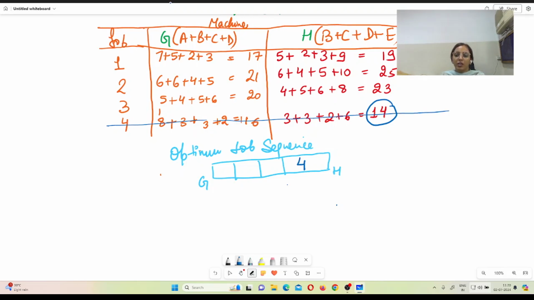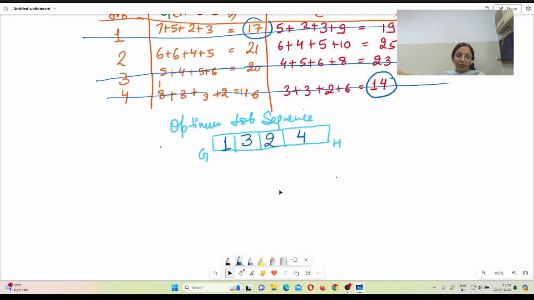Now find the least one after 14, that will be 17, right? This is the least one, 17. The least one, 17, is from machine G, the initial stage. That means it goes first, so we write it over here. After 17, find the least value, that is 20. That is again in machine G, so job 3 will come in the starting part, and the remaining part is job 2. So the optimum job sequence is 1, 3, 2, 4. This is your exact optimum job sequence.